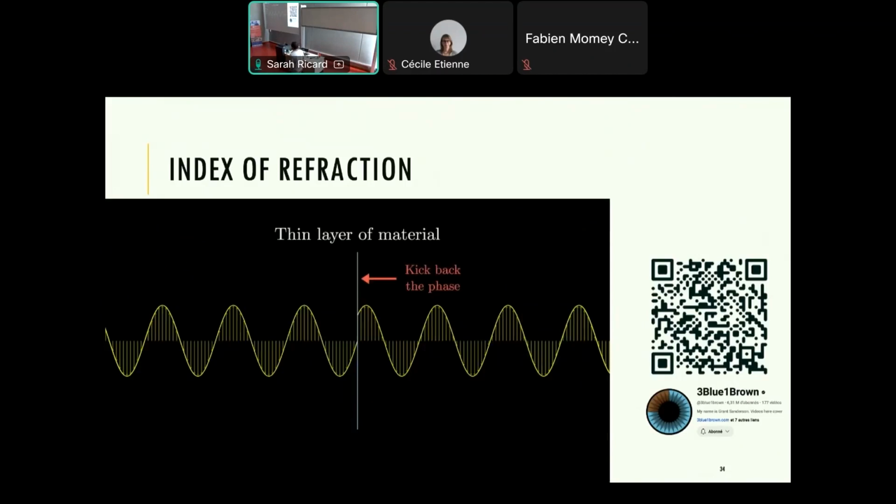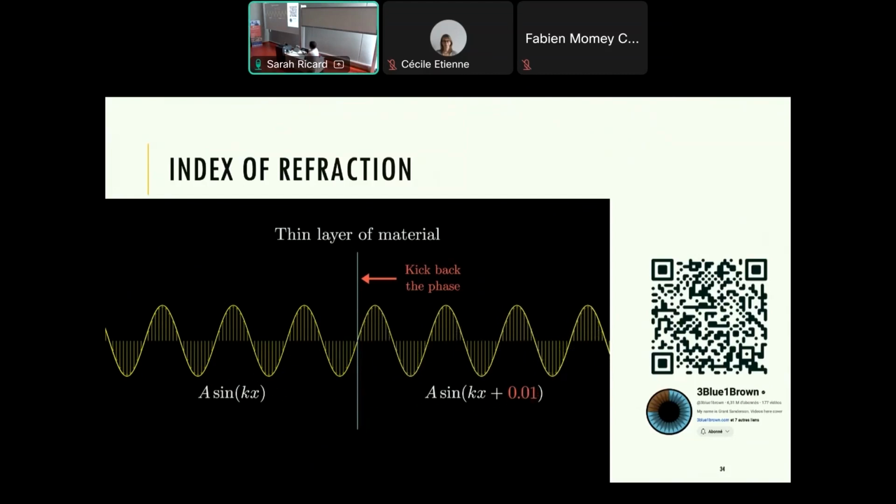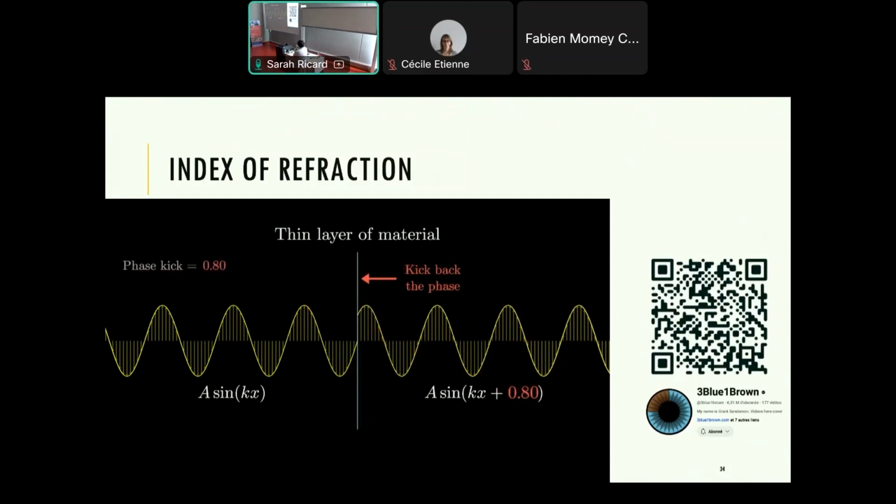So when I say that our light wave hitting a layer of glass causes its phase to get kicked back, I mean if you take whatever function describes it before it hits the glass, then the function describing it after that looks almost the same, just with a little extra something added to the input of that sine function. Like I said, in reality that'll be a very small number, something proportional to the infinitesimal thickness of that layer, but I'll keep drawing it as something exaggerated and keep track of the value of that phase kick over here on the left.